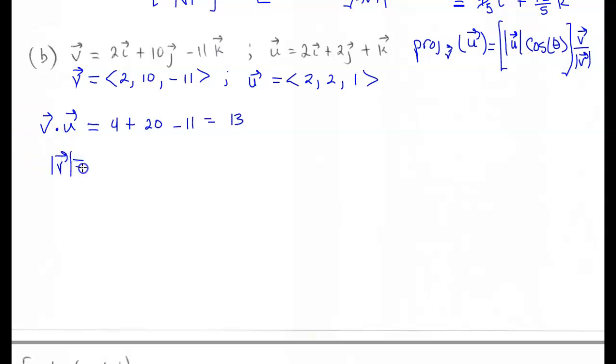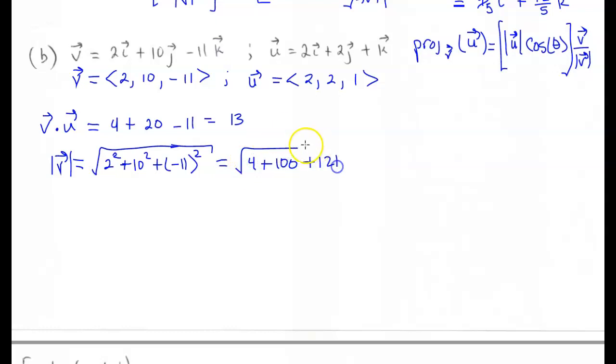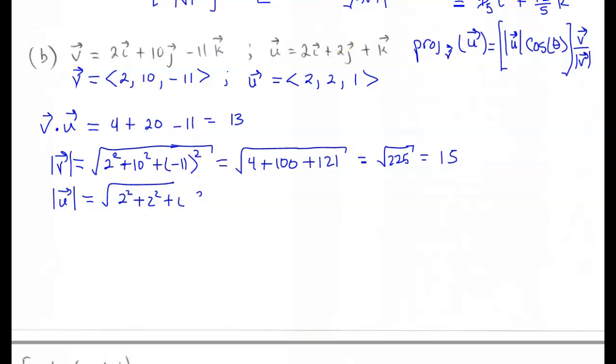Of course, the next thing that we need to do is figure out what the magnitude of v and u will be. So of course, the magnitude of v will just be the square root of 2 squared plus 10 squared plus negative 11 squared. This will be 4 plus 100 plus 121. And that's literally 104 plus 121, which is 225. And the square root of 225 is 15. Do the same thing for the vector u. We'll have the square root of 2 squared plus 2 squared again, plus 1 squared.